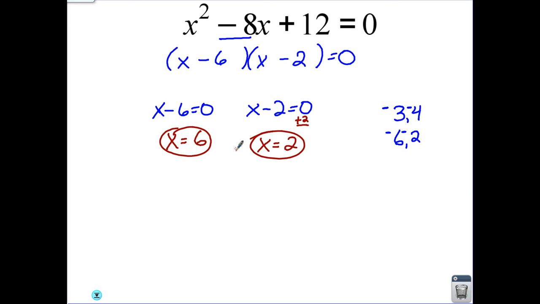And you can check that. Plug in 6. 6 to the second power is 36. Minus 48 plus 12. 36, let's go ahead and do the plus 12, is 48. 48 minus 48 gives you 0. Checks out.